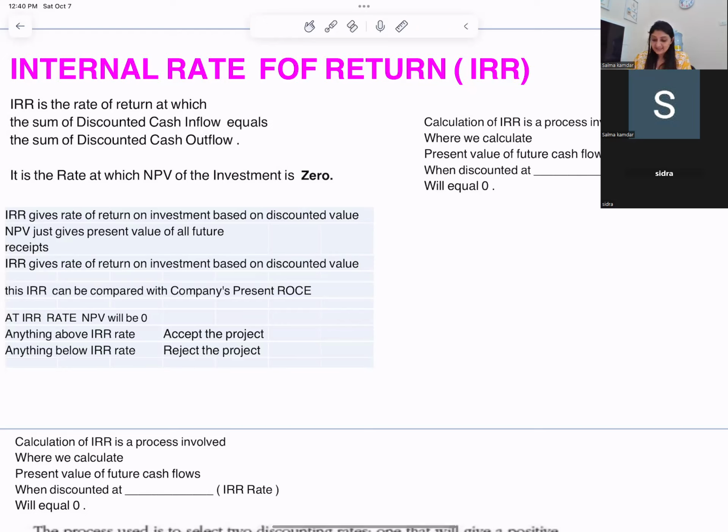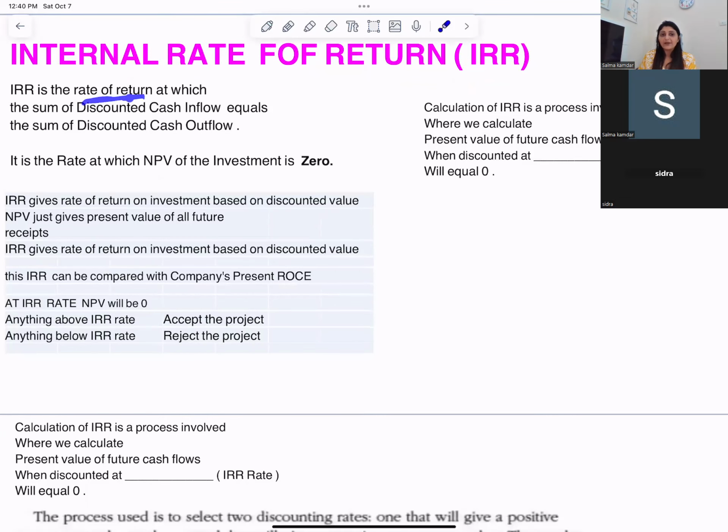Internal rate of return is that rate of return where your cash inflow, but the discounted cash inflow. Can you tell me the meaning of discounted cash inflow? Discounted cash inflow is the present value of future inflow. Okay. Correct?